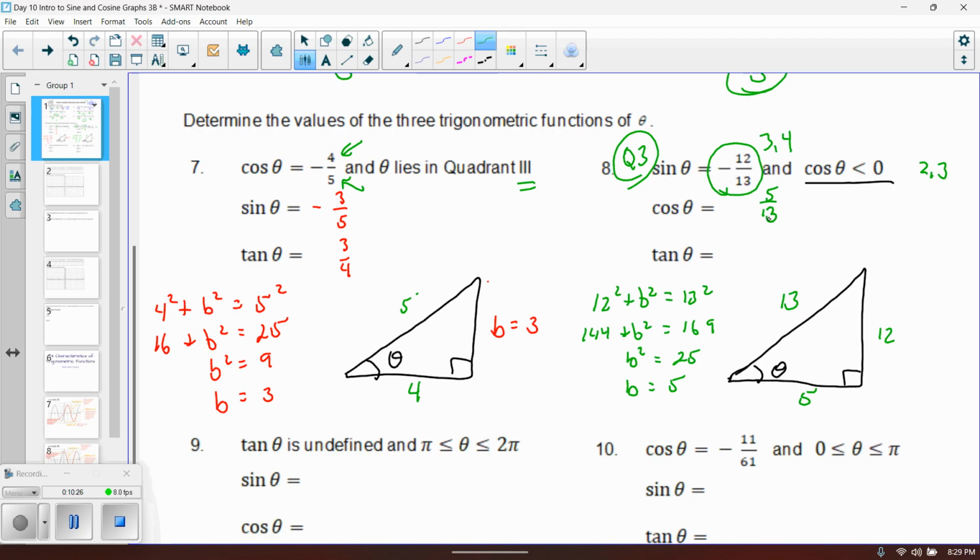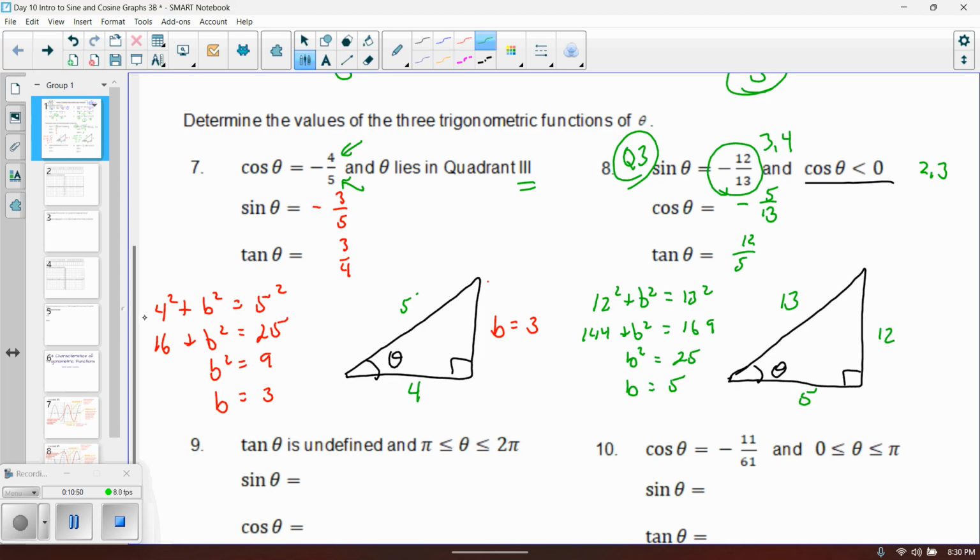This is going to be in quadrant 3. Cosine is negative there, so we'll put a negative out in front of our fraction. Okay, tangent is going to be opposite over adjacent, which is 12 over 5. And this is third quadrant. Tangent is positive, so we don't need any negative signs. It is good to go as it is.